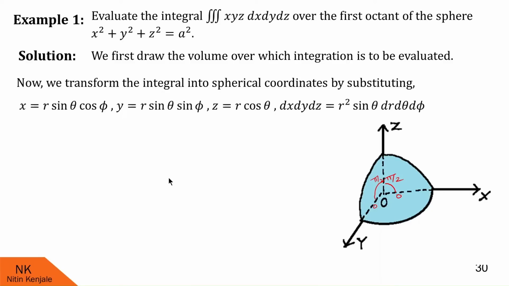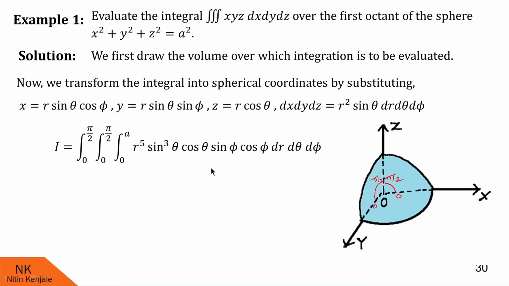Now let us transform this integral from Cartesian coordinates to spherical coordinates using the relation between Cartesian and spherical coordinates, which is x is equal to r sin theta cos phi, y is equal to r sin theta sin phi, and z is equal to r cos theta. We also know that dx dy dz in spherical coordinates is r square sin theta dr d theta d phi. So this triple integral now will look like this. We are getting 1 r from x, 1 r from y, 1 r from z, and r square from dx dy dz. So together when we multiply them, we will have r raised to 5.